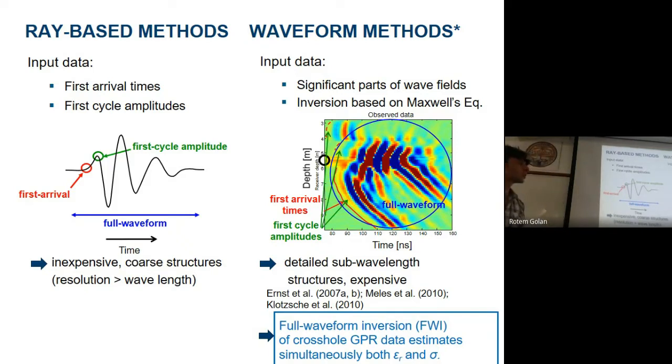Using the waveform inversion, we can get detailed sub-wavelength resolution. The wavelengths that we usually work with in our cases are 1 meter, so we can get sub-meter resolution. But this inversion is very expensive computationally, and we need a supercomputer. Another big advantage of full waveform inversion is that, unlike the ray-based approach, where I get either the attenuation or the permittivity, in the full waveform inversion we get two models, both the permittivity and the conductivity.